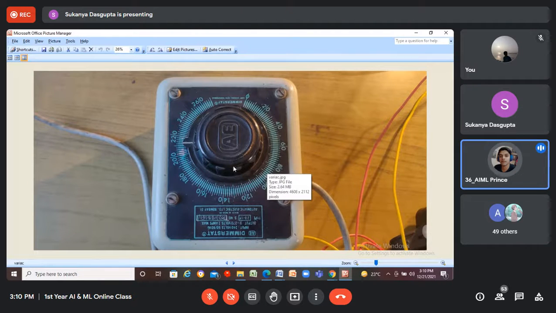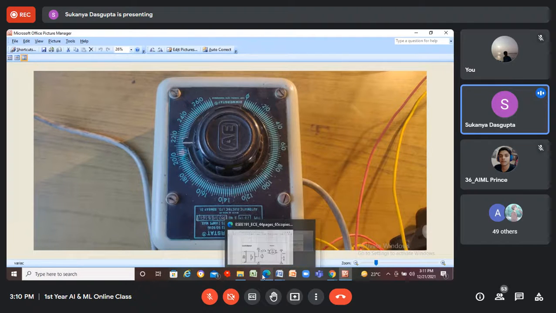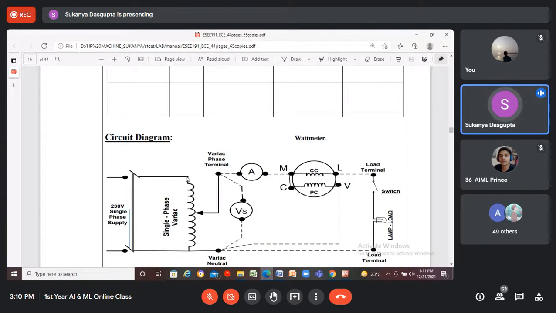Ma'am, what is the work of the Variac? The Variac will be used to vary the supply voltage. This is an alternating supply voltage, AC supply voltage. That means it is not a constant voltage. If it is constant, then it is not required to vary. Through the Variac, we can change the voltage. Like the maximum voltage is 230, that means 0 to 230. This voltage can be varied by variation of this arrow, because it's an auto transformer.